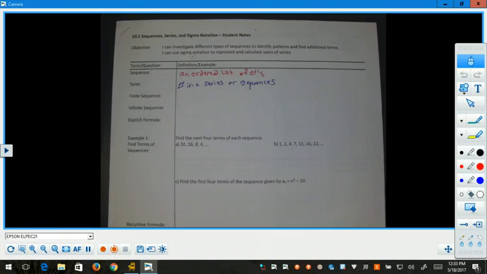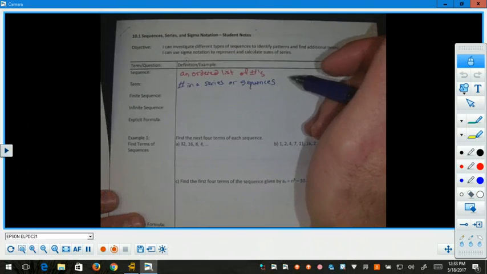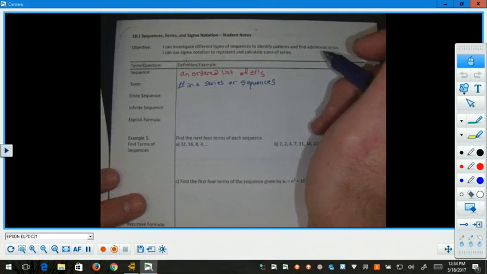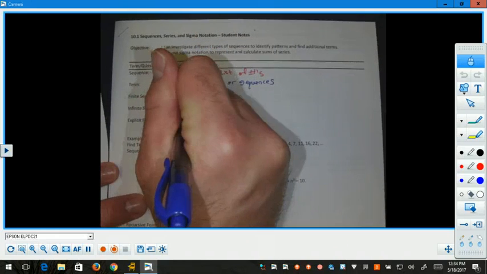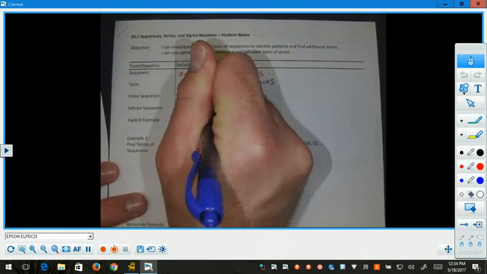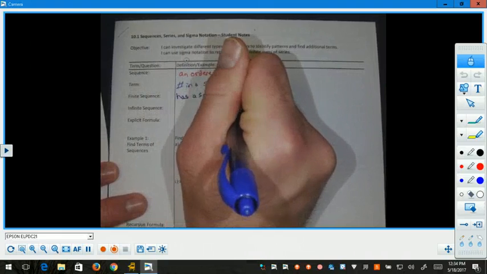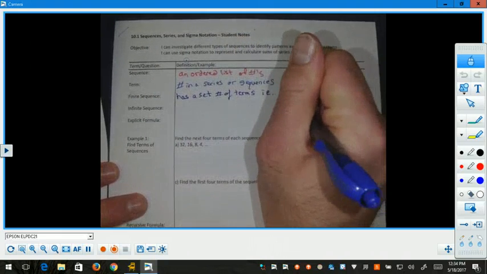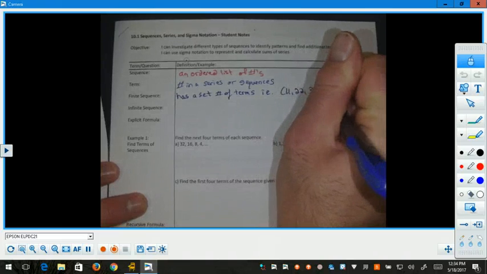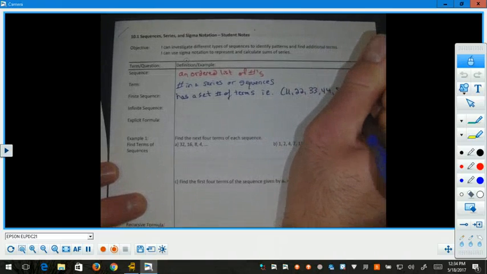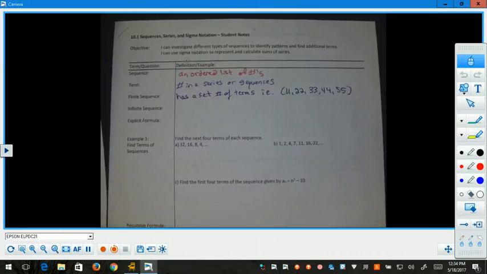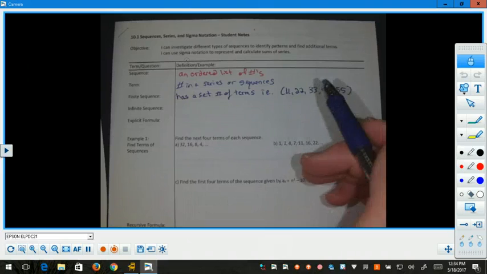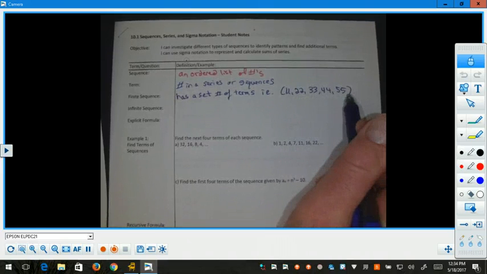So we're going to get a little bit of vocab out of the way as we start to use these terms. These should be somewhat familiar to you, though, from Algebra 1 and Algebra 2. A finite sequence has a set number of terms. For example, 11, 22, 33, 44, 55 is a sequence of numbers that has exactly 5 terms. A first term, a second term, third, fourth, and fifth term.